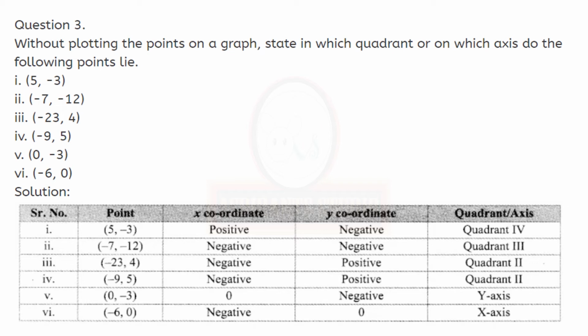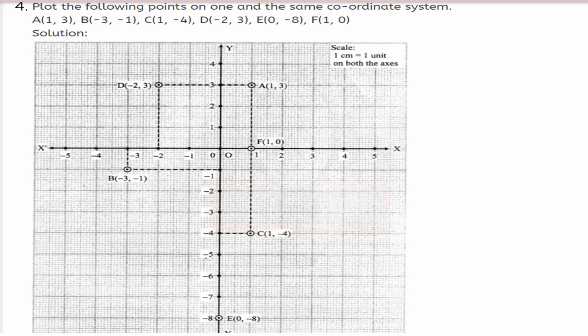Now coming to the fifth one. X coordinate is 0. So the point lies on the y-axis. See the sixth one. Y coordinate is 0. So the point lies on the x-axis. Coming to question number 4.